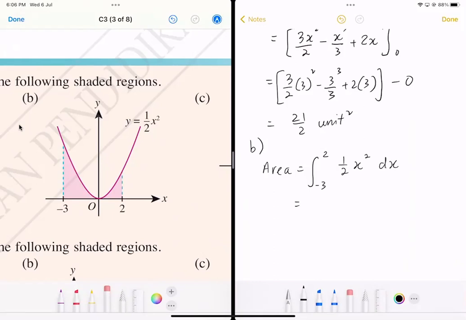If it's above the x-axis, the x-axis is here, the area is all above it. Now above the x-axis, the answer will be positive. Okay, so what's the answer? I hope I put it in the calculator properly. 35 over 6 unit square.